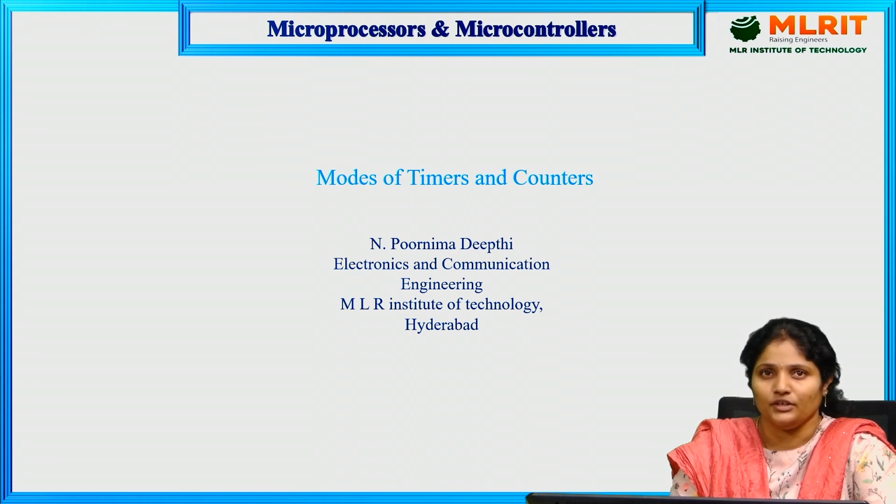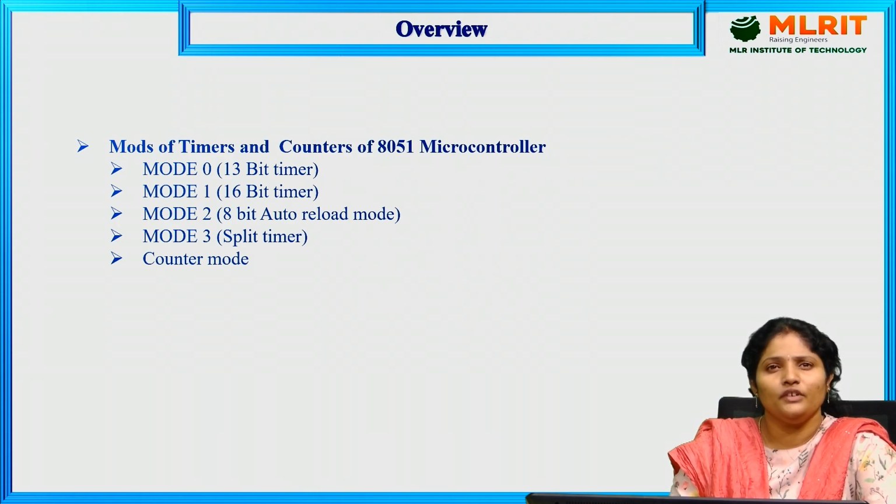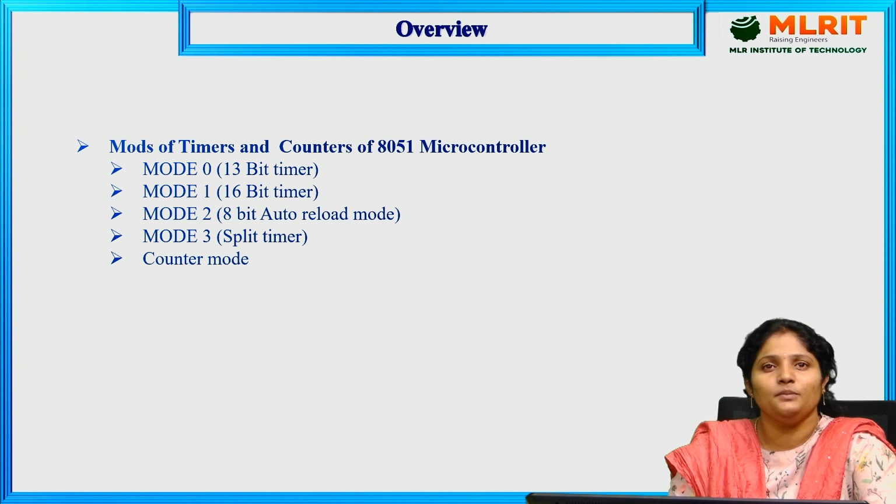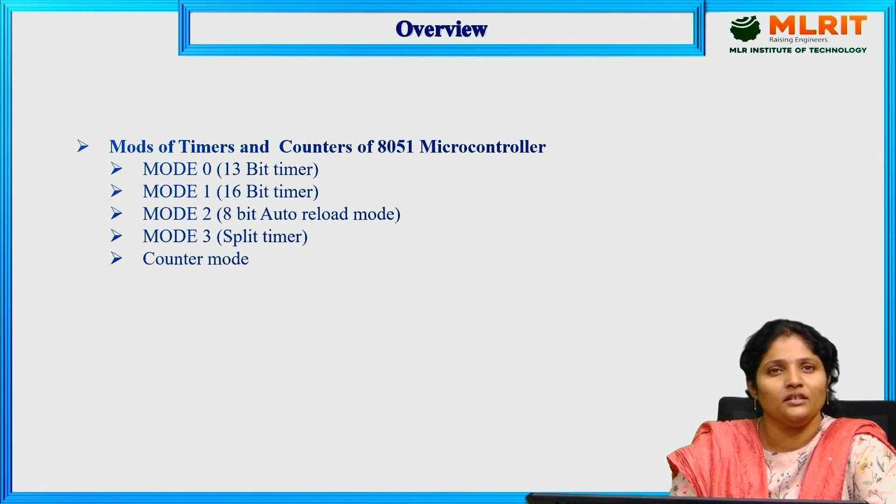Today I'm going to explain the modes present in timers and counters of the 8051 microcontroller. The overview of today's presentation is the 13-bit timer, which is mode 0, the 16-bit timer, mode 1, the 8-bit auto reload, mode 2, and the split timer, mode 3, and how the counter is used in these modes of operation, and how to load the TH and TL values of a particular timer.